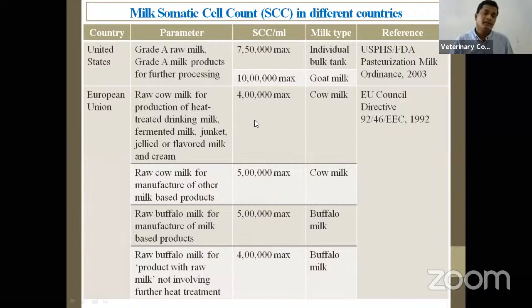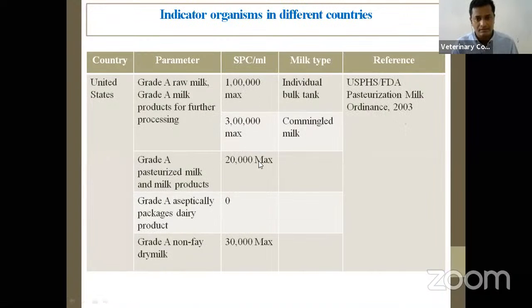In India it is 5 lakh. 2 lakh and above we take it as mastitis. 5 lakh is the limit. So India is having better somatic cell counts compared to the USA or other countries.